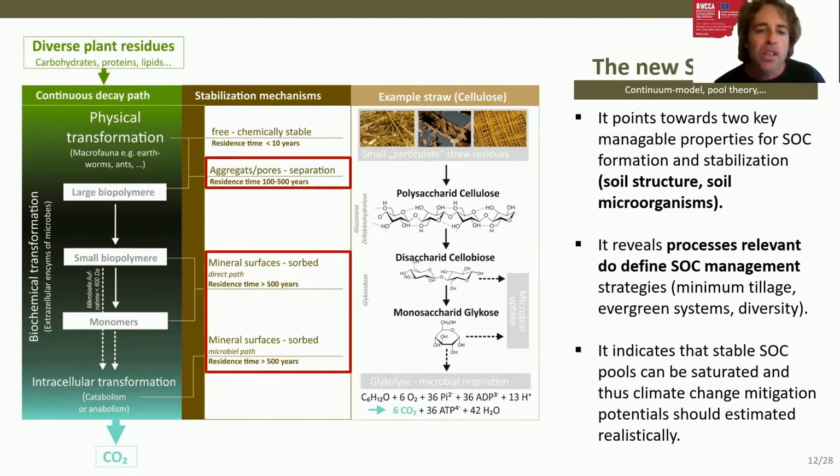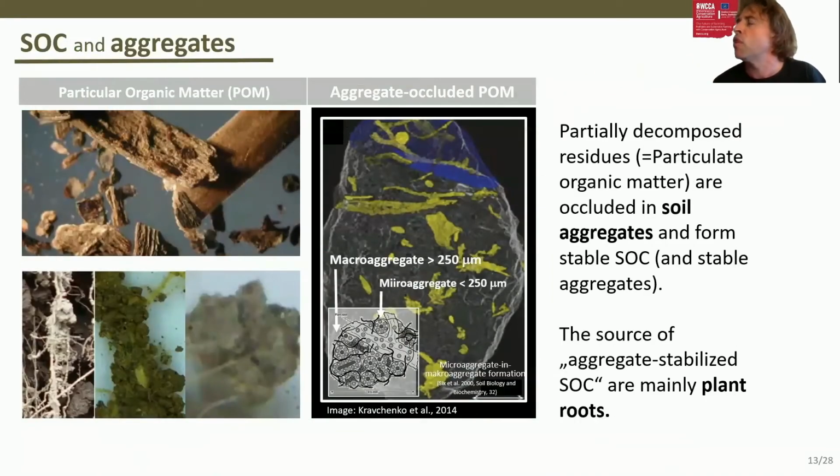A second issue is that soil organic carbon is most stable when it is sorbed to mineral surfaces. And in this context, the new knowledge of soil organic carbon has pointed to soil microbes. So I want to very shortly point to these two key issues of increasing soil organic carbon that we can manage in agriculture. One is soil structure and soil aggregates. We now know that partially decomposed organic residues are stabilized inside soil aggregates. So if we keep aggregates stable, we also keep soil organic matter stable. And the key source for this aggregate-occluded soil organic matter is plant roots. So we have to focus on good rooting intensity of crops in order to enhance aggregate-bound soil organic carbon stocks.